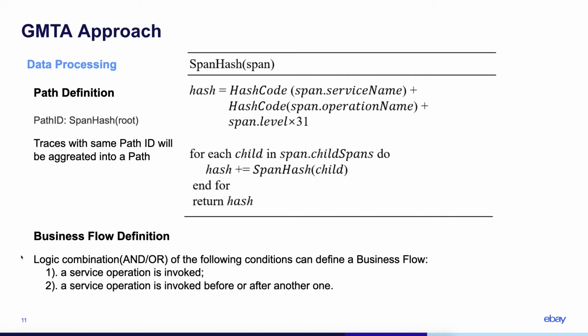Business flow can be defined by a series of service names and service operations. The traces that pass through these operations or services can be collected and aggregated into a business flow. We can also specify the invocation order to make sure we collect the right traces.